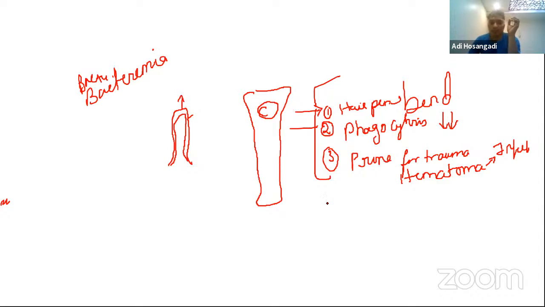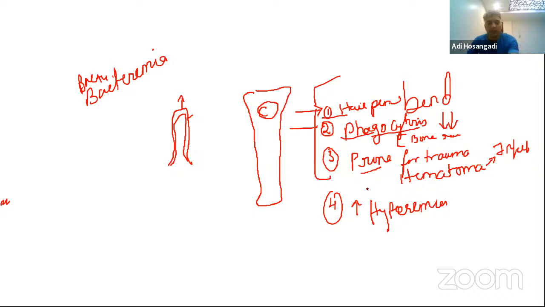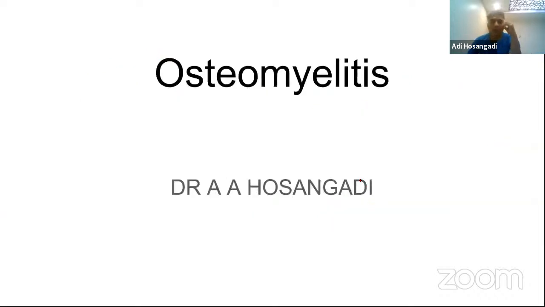And this is a growing region and hence there is increased blood flow or hyperemia. There is increased blood flow in the metaphyseal region. Increased means excessive blood flow. But the blood flows very, very slowly because of the hairpin bend, and phagocytosis is minimized because there is bone remodeling happening continuously. We'll not get into that, but please remember phagocytosis is reduced and this is prone to trauma. Right. So this is the most common cause, as I said.